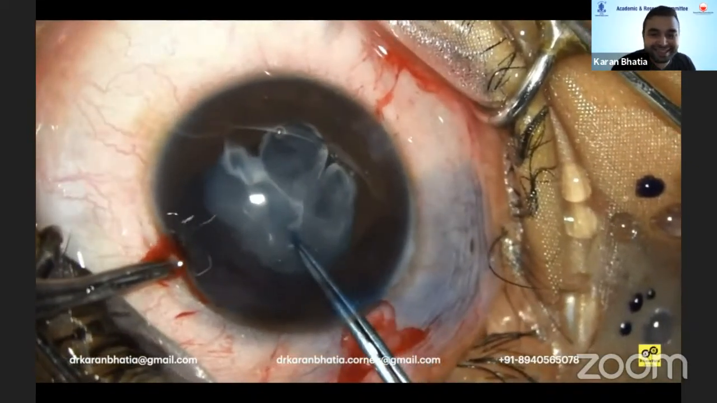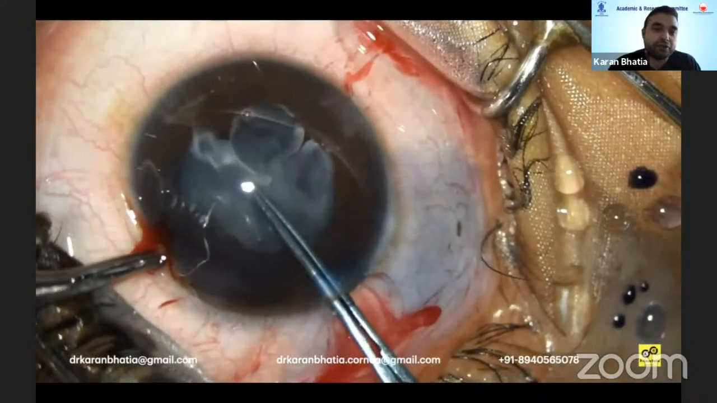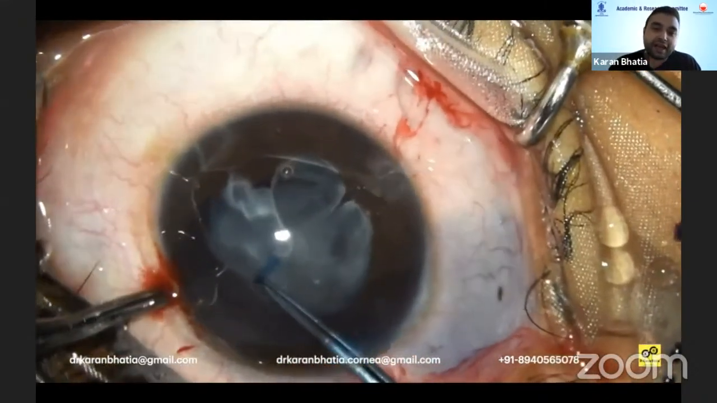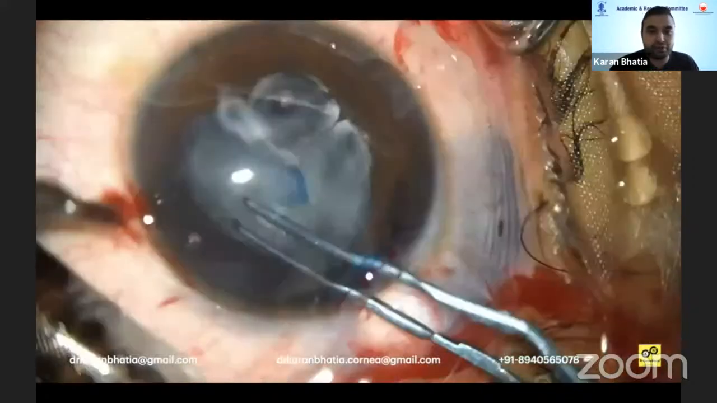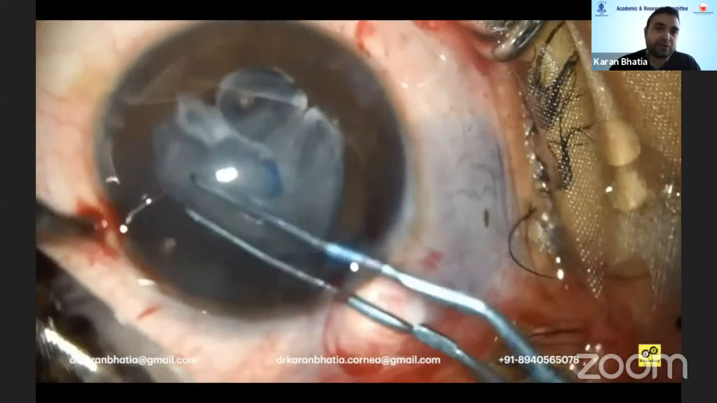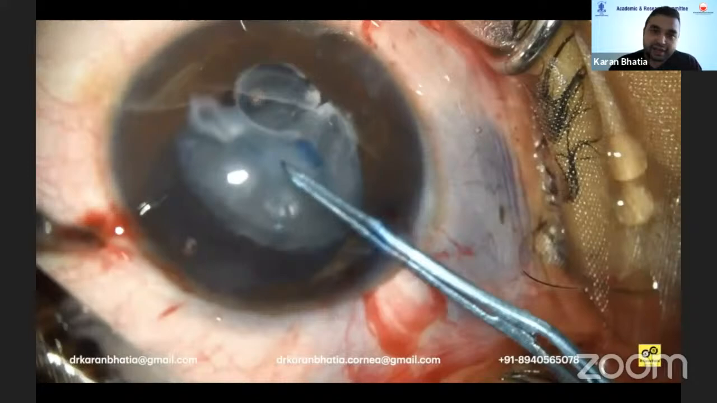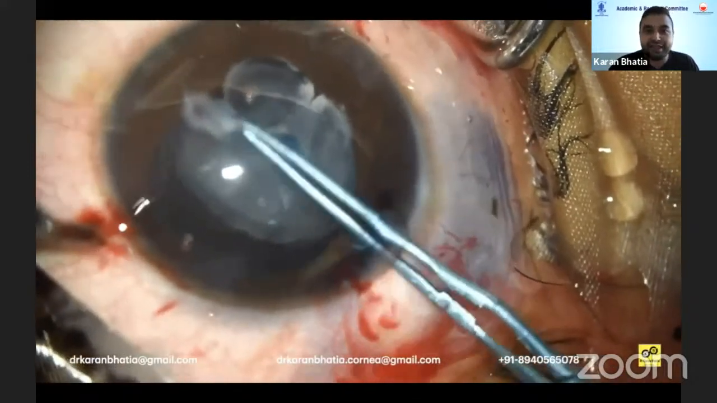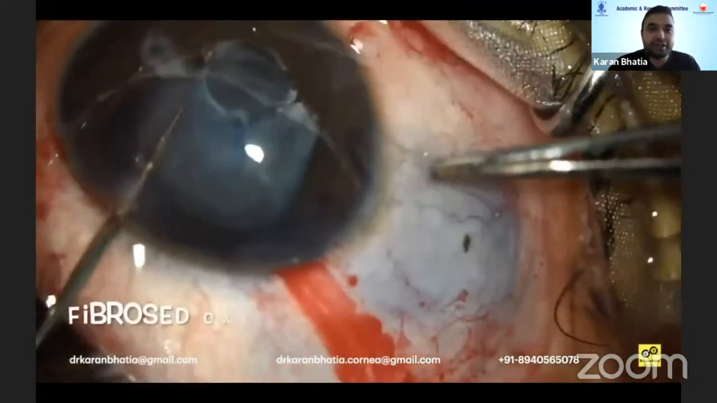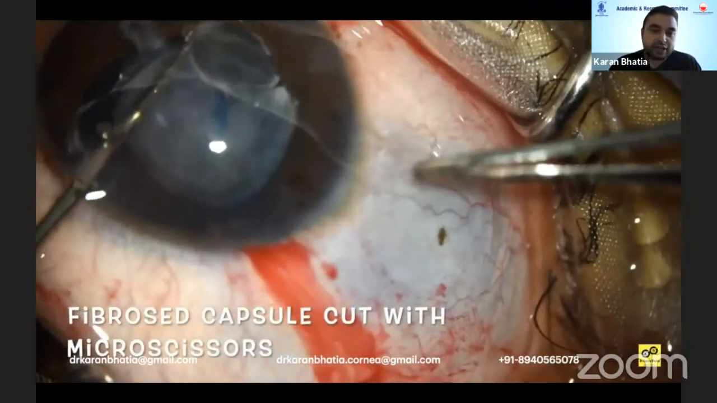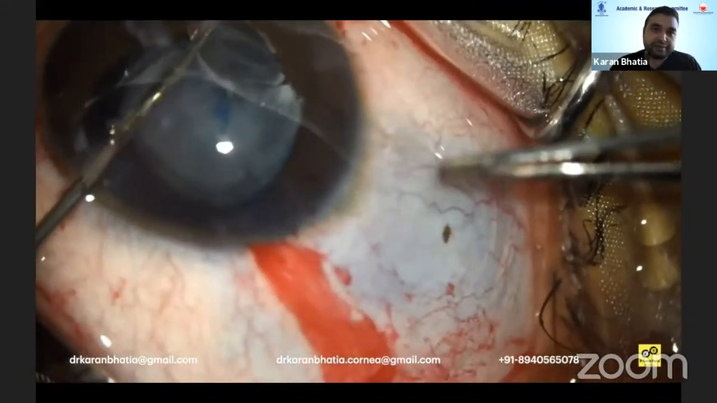Since it's a pediatric cataract, the forces will be difficult over here, and they have a tendency to go to the periphery as well. So you have to bring it towards the center as much as possible. And such traumatic cataracts, they have a lot of plaques. So there's synechiae, there is plaques over here. So this plaque, the fibrous capsule, was cut with the micro scissors again.